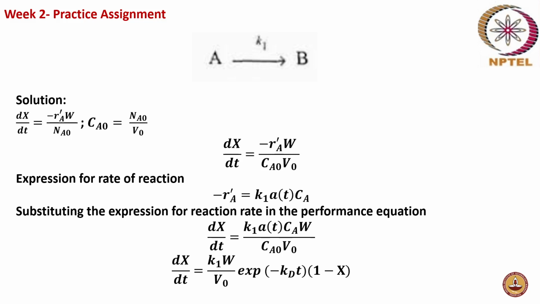Now you have to substitute this expression into the performance equation, and then you will get dX/dt is equal to k1 into a(t) into concentration of A into weight of catalyst, divided by initial concentration of A into volume of the reactor, right? Then we have to incorporate the expression for the activity of the catalyst. We got the expression as an exponential decay, which is what we have incorporated here, exponential of minus kd into t. And CA by CA0 is nothing but 1 minus X, right? Are you able to follow?